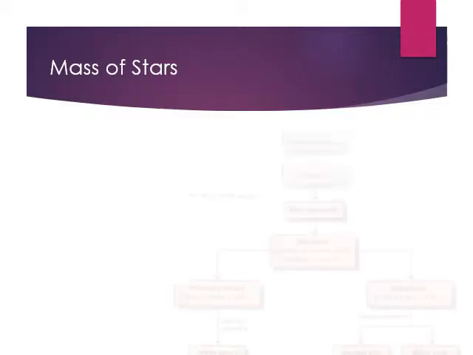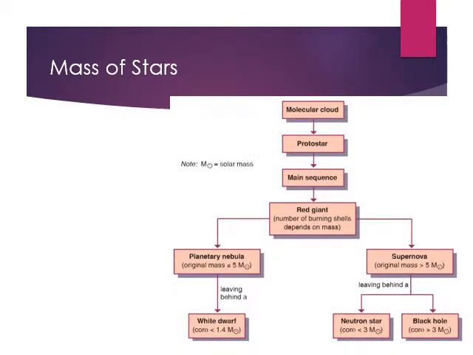So what about the mass of stars? Well, note M-sun equals 1 solar mass. That's the equivalent of our Sun. Here we can see in this flowchart the molecular cloud condensing into a protostar. That becomes main sequence. It may become a red giant with a number of burning shells depending upon its mass.